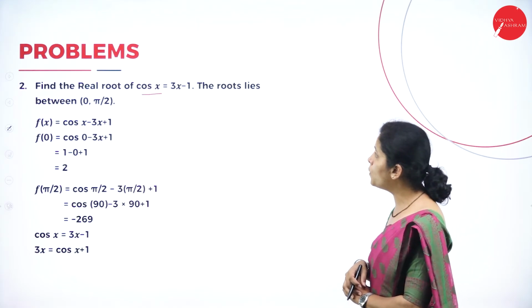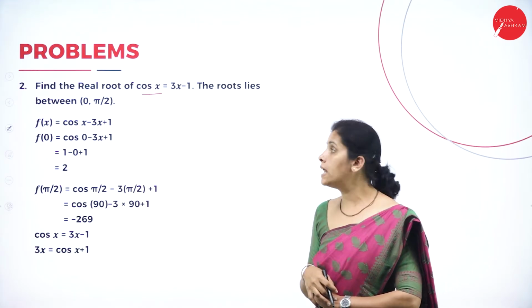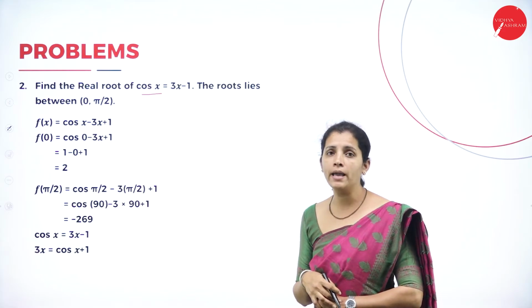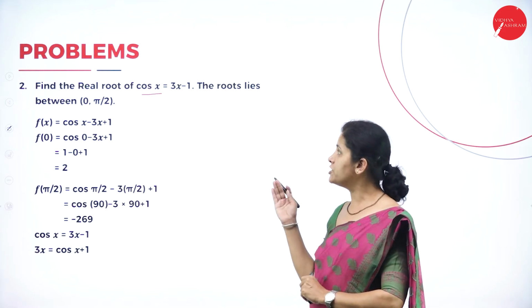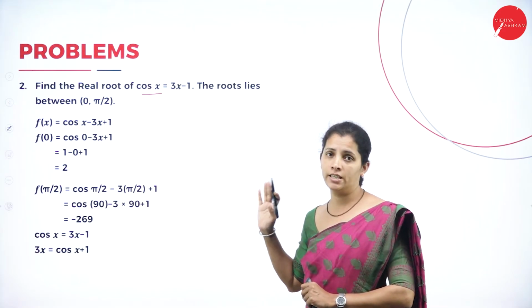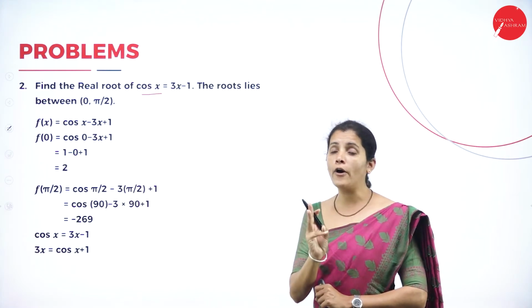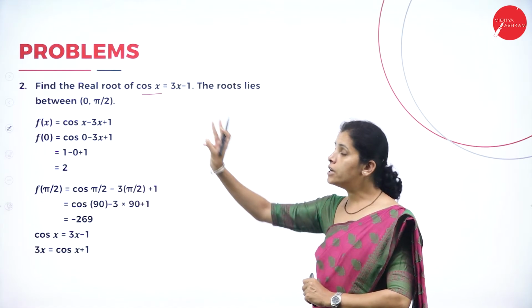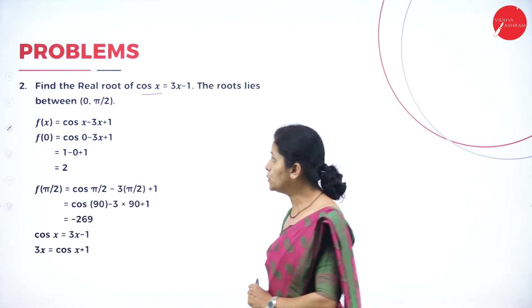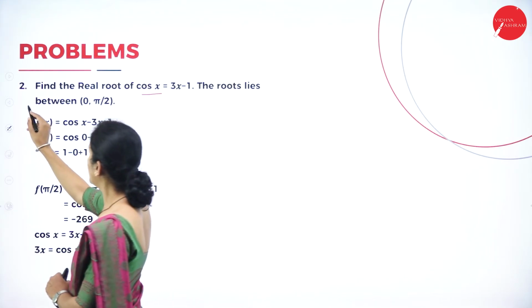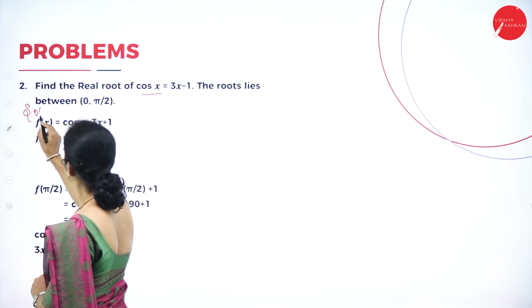Now, I'm going to have my second problem, that is find the real root of cos x equal to 3x minus 1 and the root lies between 0 and pi by 2. In the question, they directly mentioned that the root lies between the two points, that is 0 and pi by 2. Now, let me find the solution here.